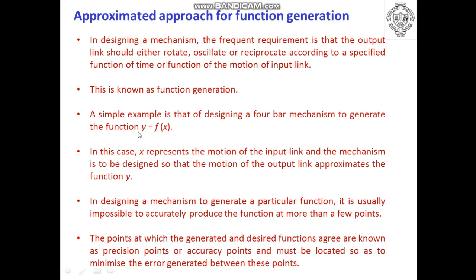So that means if this function is considered to be the exact function, and the function produced by the fabricated mechanism is considered to be the generated function, then the points where these two functions agree are considered precision points or accuracy points, and must be located so as to minimize the error generated between them. So the matching points between the desired function, the exact function y is equal to f of x, and the generated function by the fabricated mechanism are to be considered to minimize the error generated between these two.